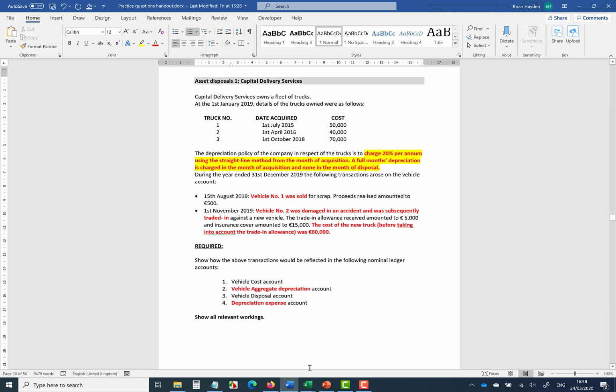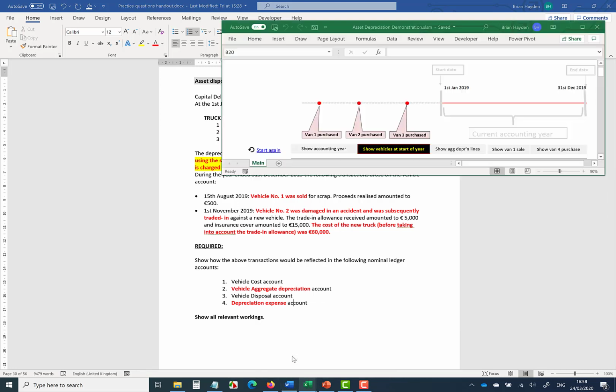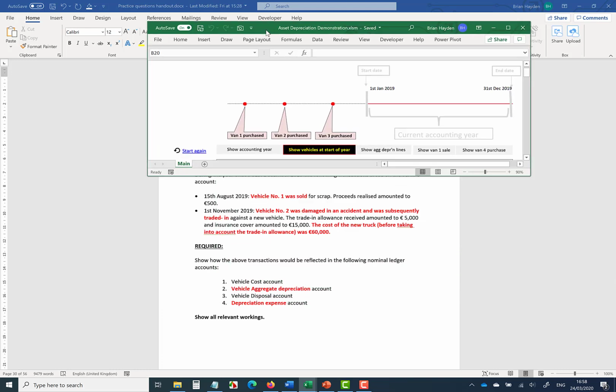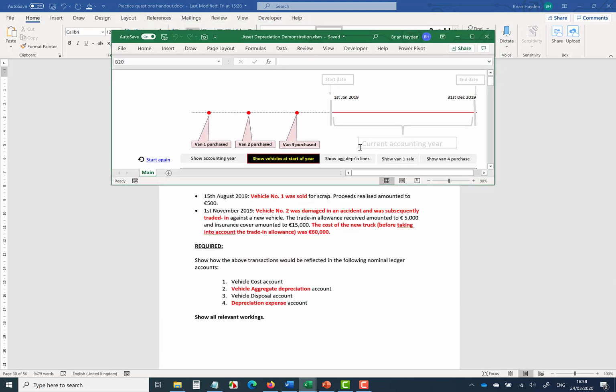So we have some calculations to do, and just to relate it back to the demonstration that I had earlier, we've got vehicles owned at the start of the year, which is the equivalent of these ones in the demonstration, and then we have vehicles being bought and sold during the year. So we have some items being sold and we have some items being bought, and we're basically required to show how all these transactions are reflected in the financial statements, specifically these 4 ledger accounts.